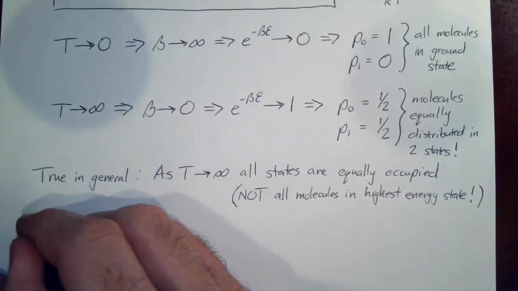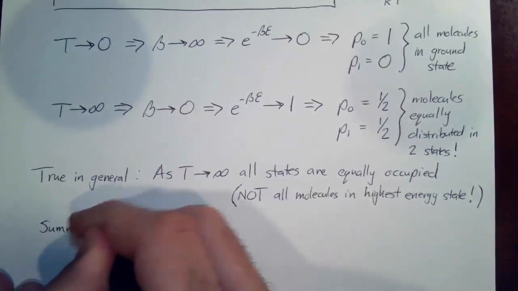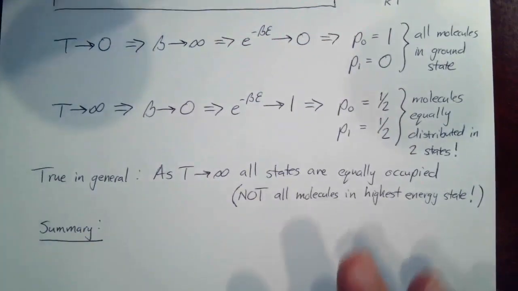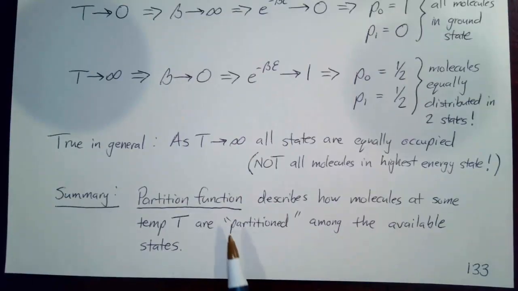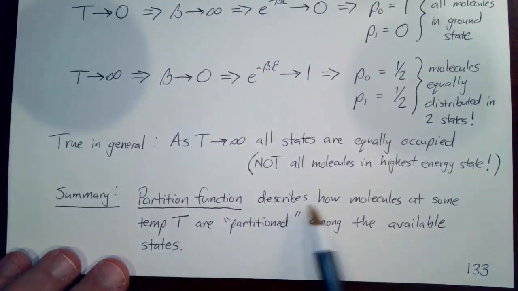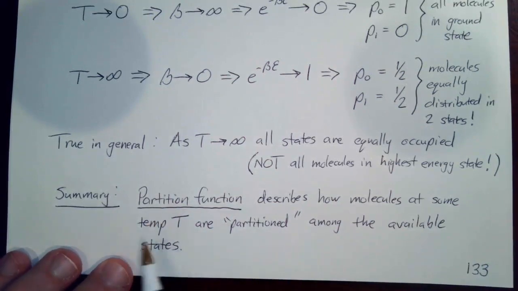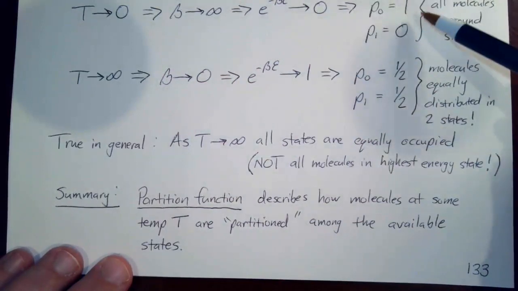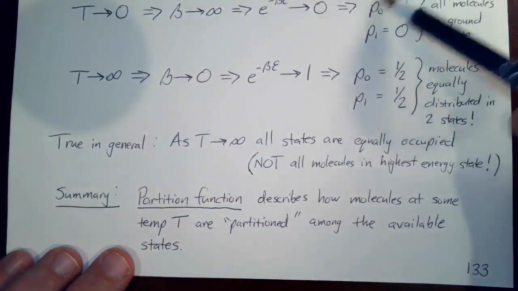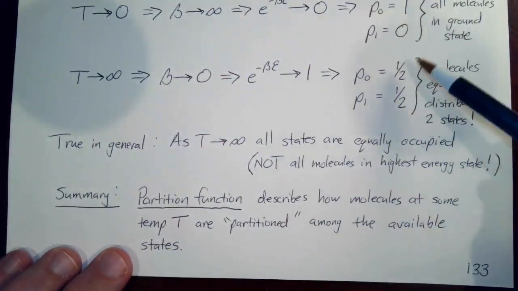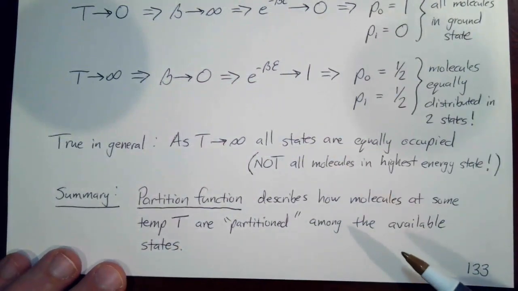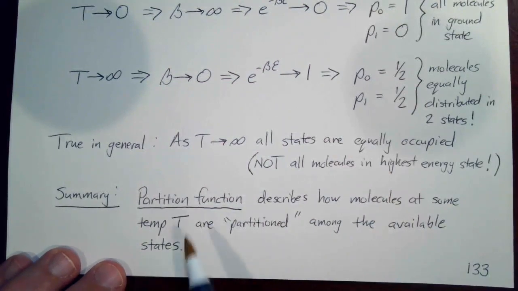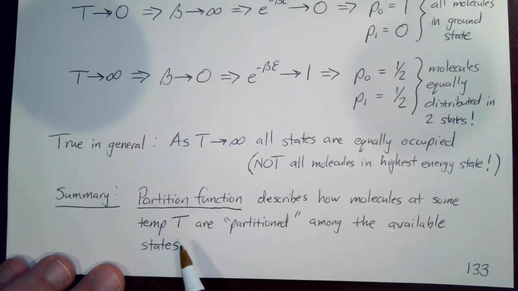So to summarize the partition function, the partition function describes how molecules at some temperature T are partitioned. That's why it's called a partition function. How they are partitioned among the available states. As we saw up here in this simple two-state example, depending on the temperature, we see that the molecules might be partitioned all in one state and none in the other, or they might be half and half, or anything in between. Okay, so this is a very powerful tool, and we're going to be applying this in the next video.